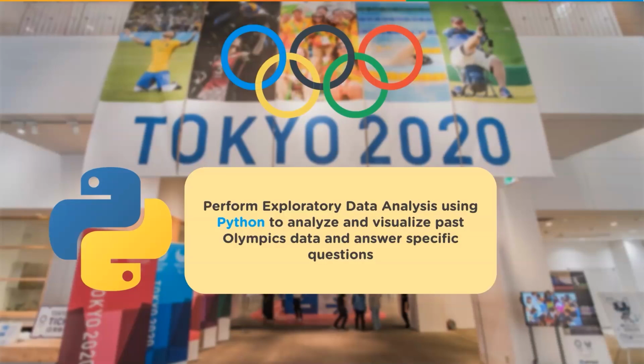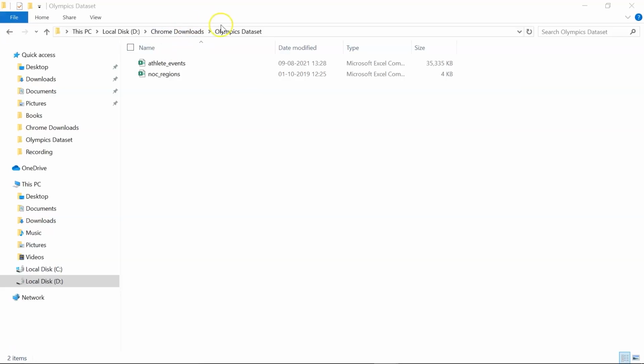Now, let me go ahead and show you the datasets that we'll be using in this video. So here you can see I have my Olympics dataset folder that has 2 datasets. These are CSV files. One is called the athlete_events and the other one is called NOC_regions. So we'll be using these 2 datasets. These datasets can be downloaded from Kaggle. We will post the dataset links in the description of the video. Please go ahead and download them.